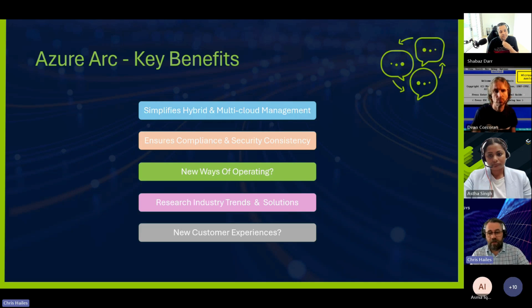Ensuring compliance and security consistency is a really critical piece as well, utilizing something like Azure Policy to have a consistent approach to ensuring that we're secure and compliant across all of our environments. Then there are new ways of operating. Like Dean and Shabaz talked about, it's about learning and educating our team around how we deliver technology services. Arc gives us that one capability, that one view of how we deliver X, Y, and Z, and that consistency comes into it again.